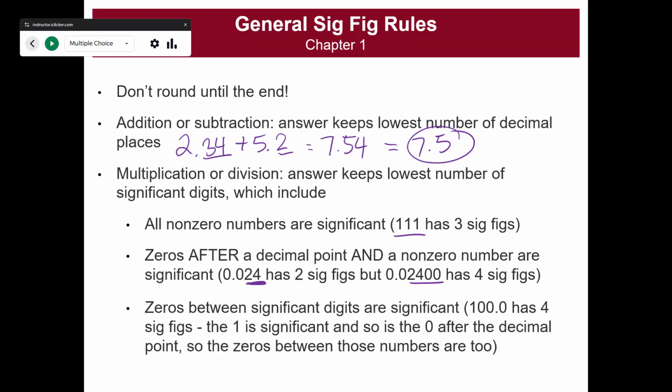And then zeros between significant digits are also significant. So any zeros that you find between significant figures, those are also significant. So 100.0, the 1 is significant, and the 0 after the decimal point and after the non-zero number is significant. So the zeros in between are 2. That's 4 sig figs, 100.0. Any questions about those?